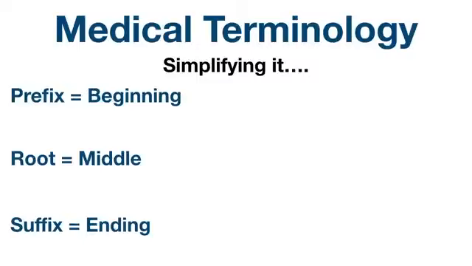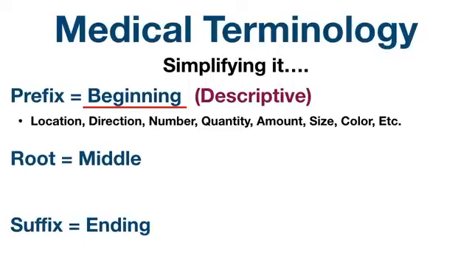The prefix is not always present, but when it is, it forms the beginning of the word. The easy way to think of the prefix is it's generally the descriptive part of the medical term. So it helps describe characteristics like a location, direction, number, quantity, amount, size, or color.